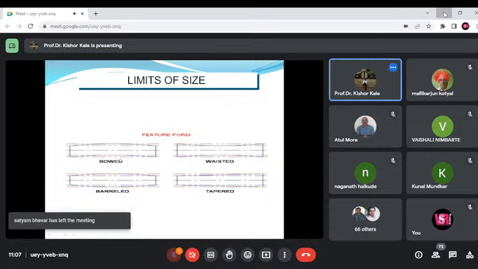Okay, so this is the position of a feature. What this indicates is that the position of the feature must be within a 0.003 diametral tolerance zone at the maximum material condition, relative to datums A, B, and C. So three datums have been shown. With respect to these datums A, B, and C, a datum means a reference surface or reference feature from where you are measuring that particular distance.